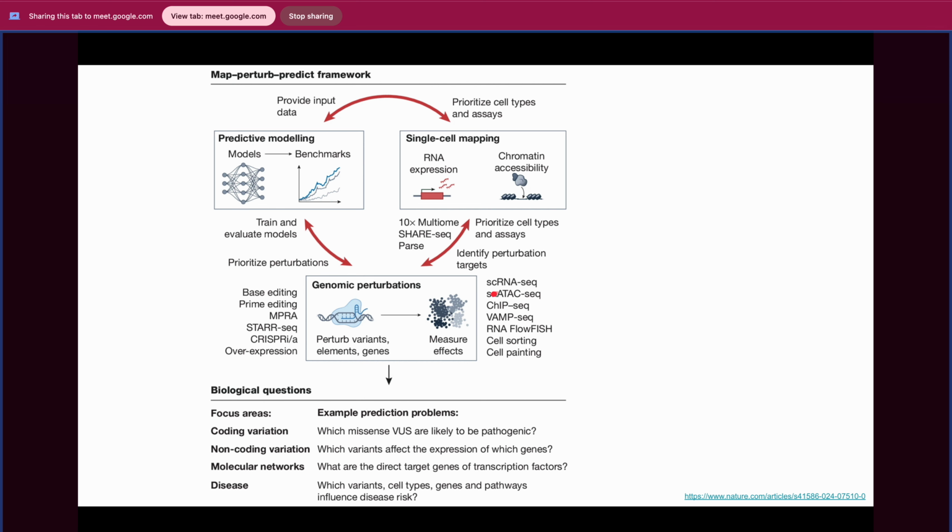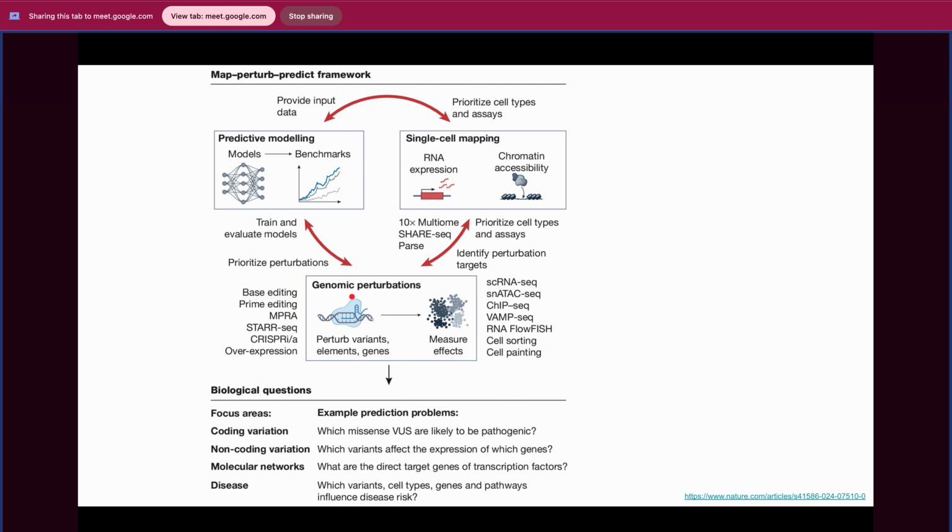functional outcome. So for genomic perturbations, generally single cell RNA-seq studies are used, and then SNARE-seq, ATAC-seq, ChIP-seq, VAMP-seq, RNA flow-FISH, cell sorting, and cell painting. So these are already available experimental techniques which are generally used, and then the effects are captured. So what they are doing is they are perturbing certain kinds of genes, and then they are performing these experimental studies and checking what the effect of that perturbation is. So this is just to design a dataset. Some information is already collected and some information is checked further.